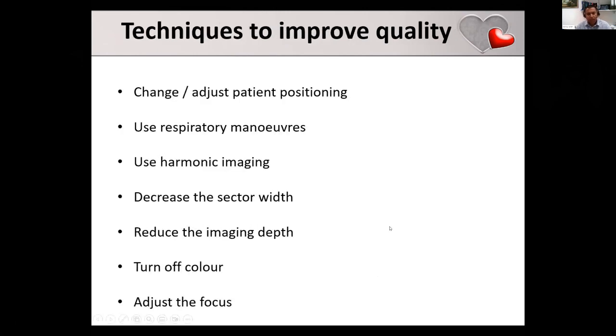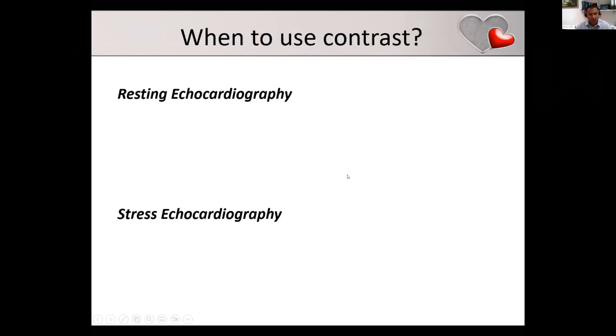So even before you give contrast, there's quite a lot of things that you can do to optimize your image, which includes changing their position, asking them to breathe in and hold their breath or breathe out and hold their breath. Make sure you've got harmonics on rather than fundamental frequency imaging, doing things to maximize your frame rate and increase your resolution, like reducing unnecessary depth, decreasing the width, and adjusting the focus. But despite all of this, you may still have someone in whom the image quality is suboptimal.